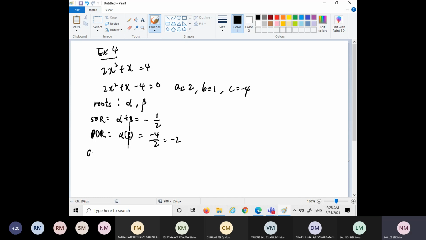Now we can answer part A. The question asks, form a quadratic equation, which means at the end you have to show a quadratic equation with the following roots. For part A, the roots are alpha plus 3 and beta plus 3. Same thing, SOR. Sum of roots means this plus this, so alpha plus 3 plus beta plus 3.